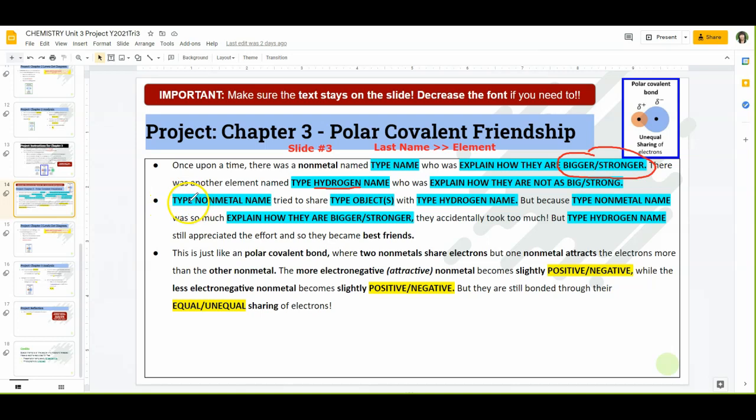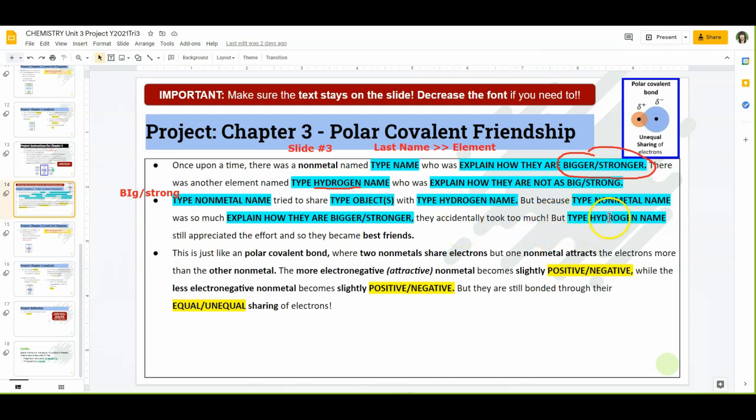Okay. Then you're going to go ahead and type how your nonmetal, the bigger, stronger one, tries to share something with the hydrogen who is smaller or not as strong. Again, make sure that the object is related to your made-up trait, your pretend trait or characteristic. Make sure it makes sense to the story. Otherwise, I'm going to be like, that doesn't make any sense. All right. But because the nonmetal was so much bigger or stronger, explain how they accidentally took too much, right? So they're not great at sharing, but they're still trying to share.